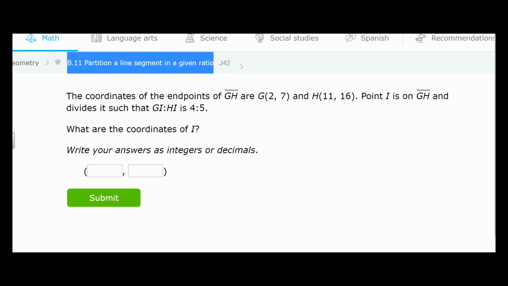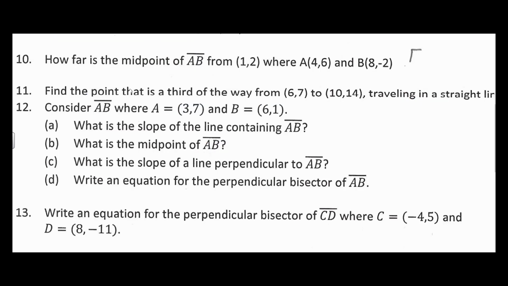In this video, we'll talk about how to partition a line segment using a given ratio. Let's begin by looking at a problem that may present in a different way.